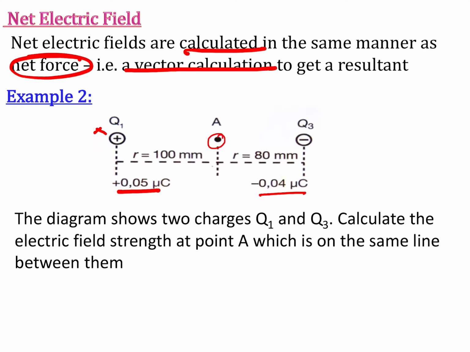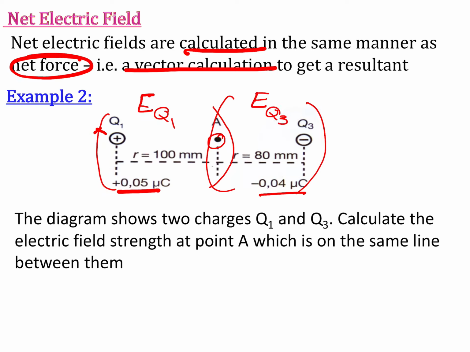A is not a charge, it is a point. So what we do here is we now go, well, what is E at A because of Q1? What is E at A because of Q3? You're very rarely going to use E equals F over Q in this equation, but you might. Just look at what you've got. So, this is a positive charge, so the field points in that direction. It's going to go to the right because it's away from the positive. This is a negative charge, so the field points towards it.